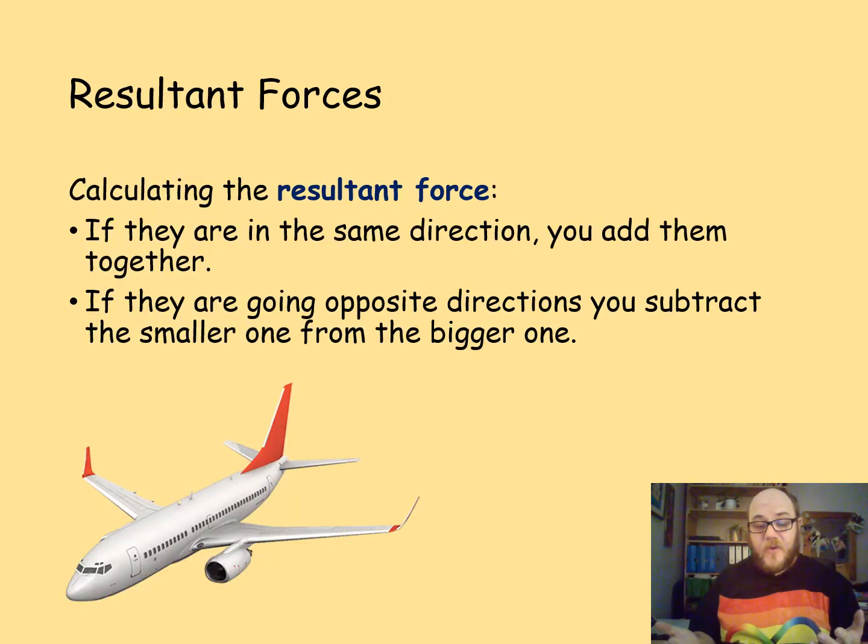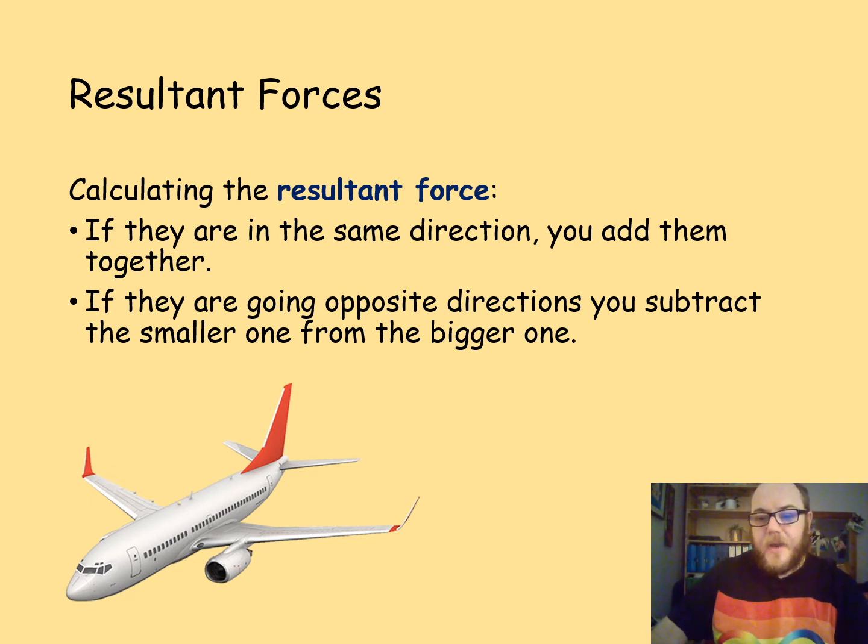And so you can calculate the resultant force. If your forces are all going in the same direction, you can just add them together. If they're going in opposite directions, you subtract the smaller one from the bigger one. So in our previous example, the thrust was larger than the weight. You subtract the weight from the thrust, and you end up with the resultant force of the rocket.